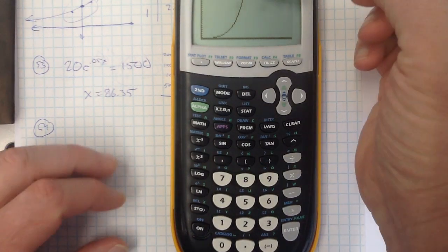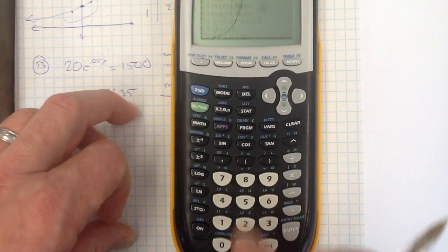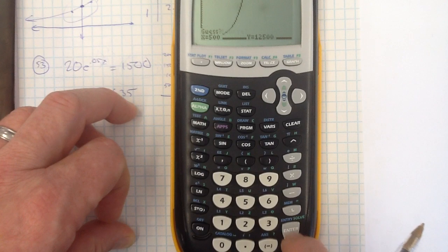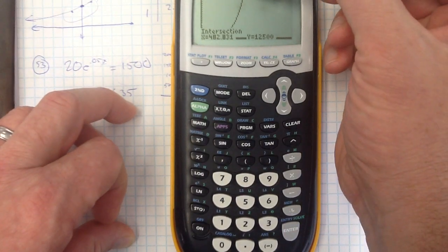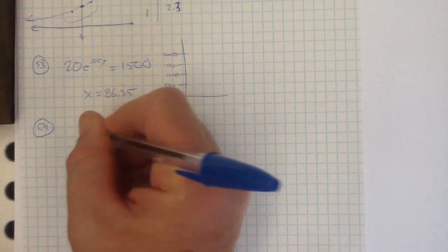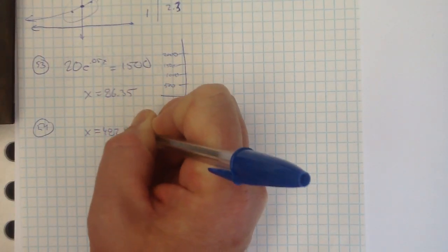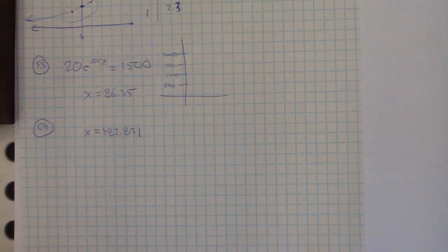All right, we got it. So looking for that intersection. Second, calculate. Intersection is number 5. And first curve, second curve, guess. 482.831. All right, that's those two.